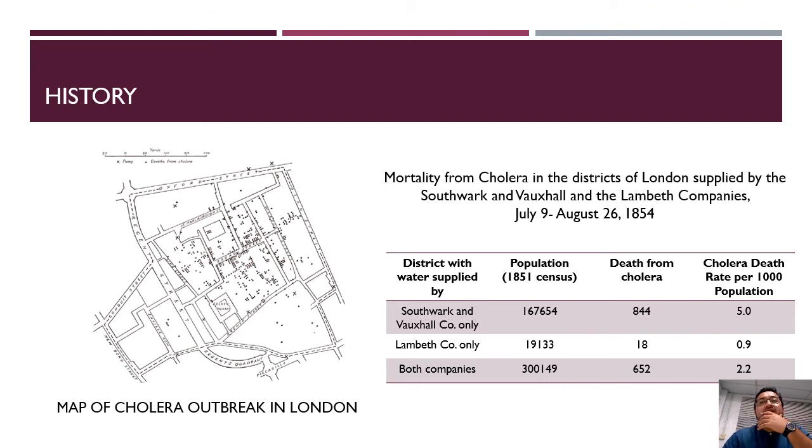Tak kisah. Okay. Alright. So from the history, ni yang saya kata ni, mortality from cholera in the streets of London supplied by the Southwark and Vauxhall and the Lambeth Company. So kita tengok ni ada 3 tempat distrik yang mana disupply daripada tempat yang sama, dan apabila dia orang buat population ni adalah jumlah population dan nampak ada death from cholera adalah nombor-nombor sekian.